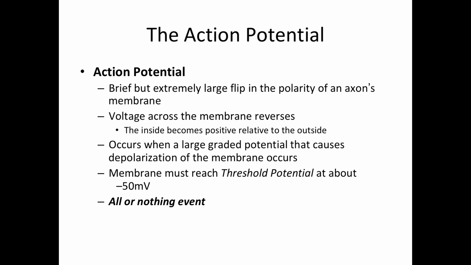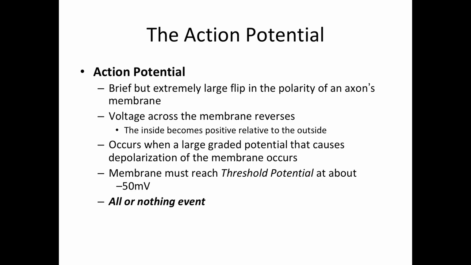So how does an action potential start, right? To get an action potential, the membrane needs to be depolarized. So it has to become less negative or more positive. If the membrane potential goes from its resting potential of negative 70 millivolts to negative 50 millivolts, which is the threshold, then whenever that threshold is reached, the action potential will occur.